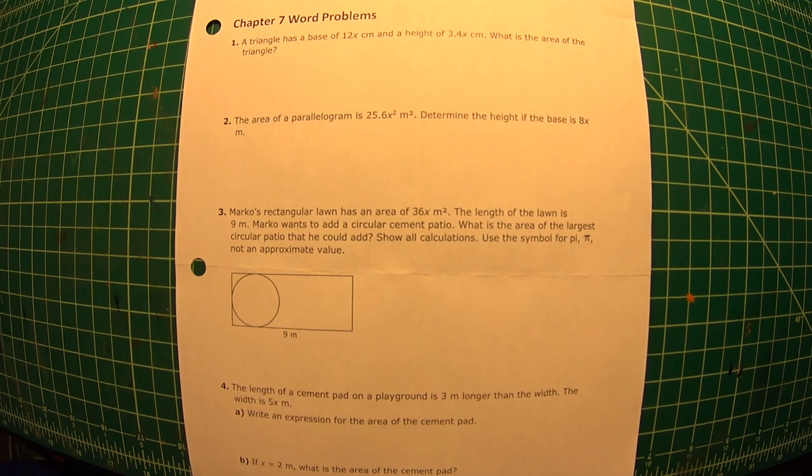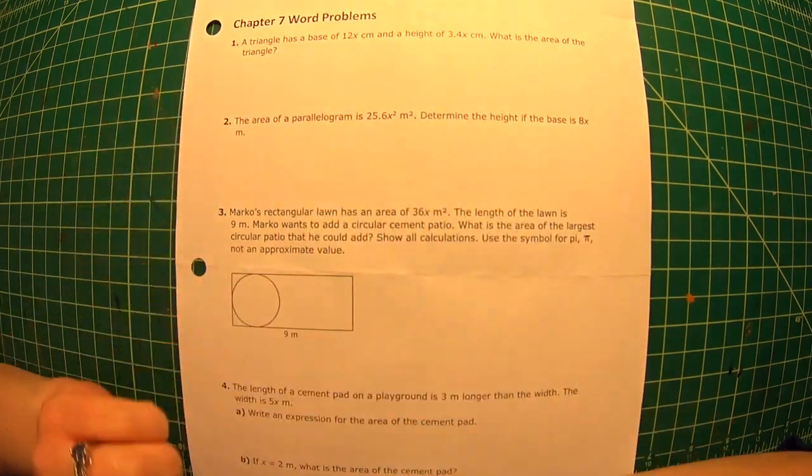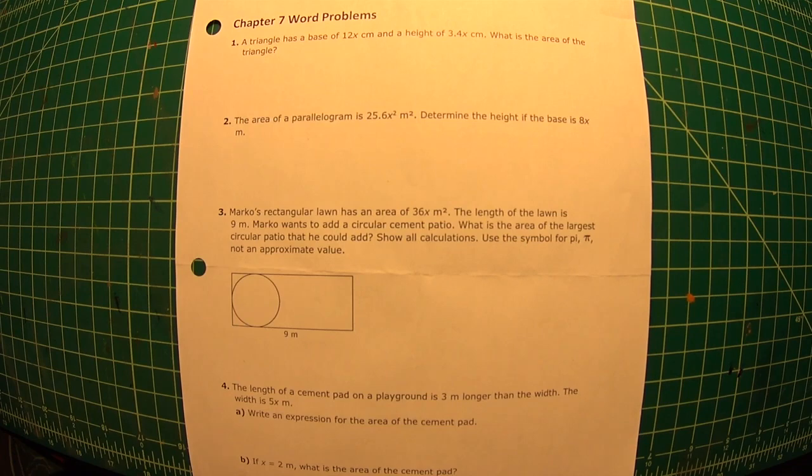In this video, I'm going to be going through some of the different types of word problems that you can encounter involving multiplying and dividing polynomials. So number one says, a triangle has a base of 12x centimeters and a height of 3.4x centimeters.